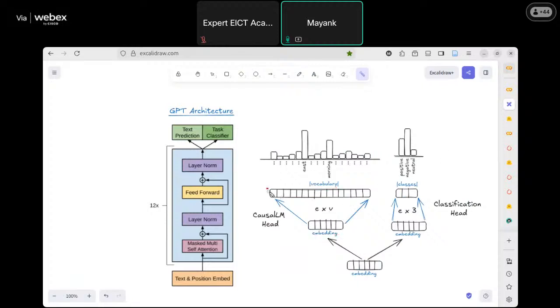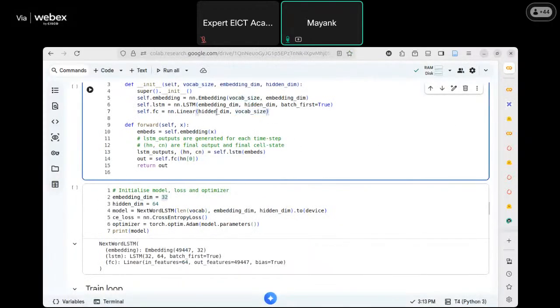सो वी नीड अ लीनियर लेयर. लीनियर लेयर यही होती है, डेंस लेयर. सो वी नीड अ लीनियर लेयर between hidden dimension as well as the vocabulary. Okay, so once ये लीनियर लेयर लग गई, अब उसके बाद हमें लास्ट में क्या करना है, अब फॉरवर्ड कैसे इम्प्लीमेंट करेंगे हम.